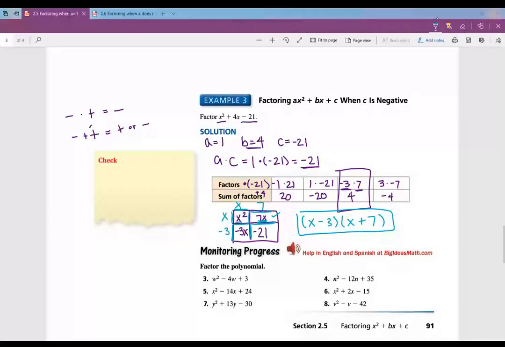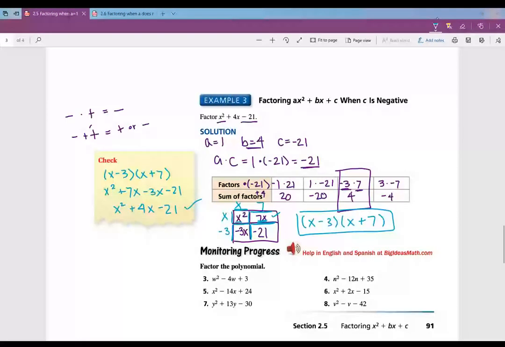And again, if you want to check it, you just need to multiply it out. X minus 3 times x plus 7. You get x squared plus 7x minus 3x minus 21. 7x minus 3x is going to be plus 4x. And then we get the same thing that we started with. So we know our answer is correct.